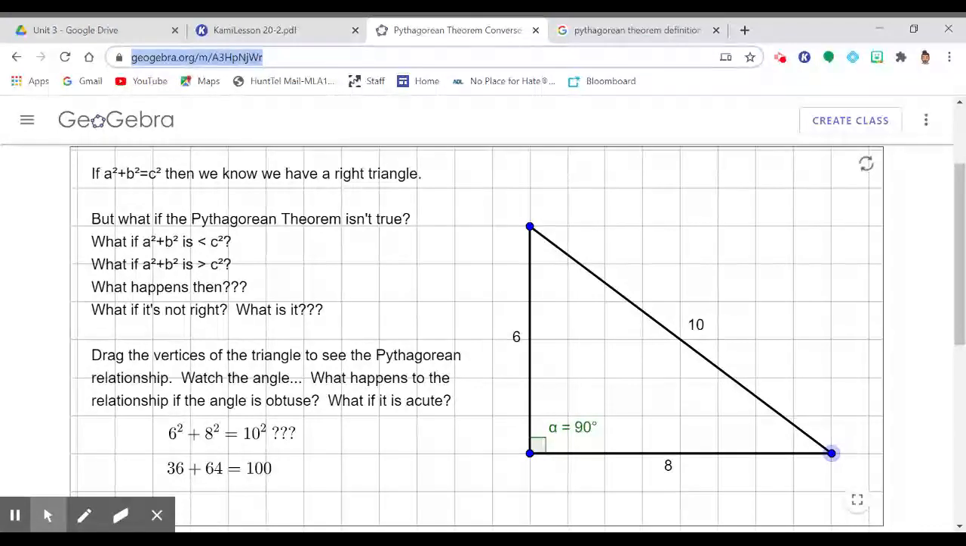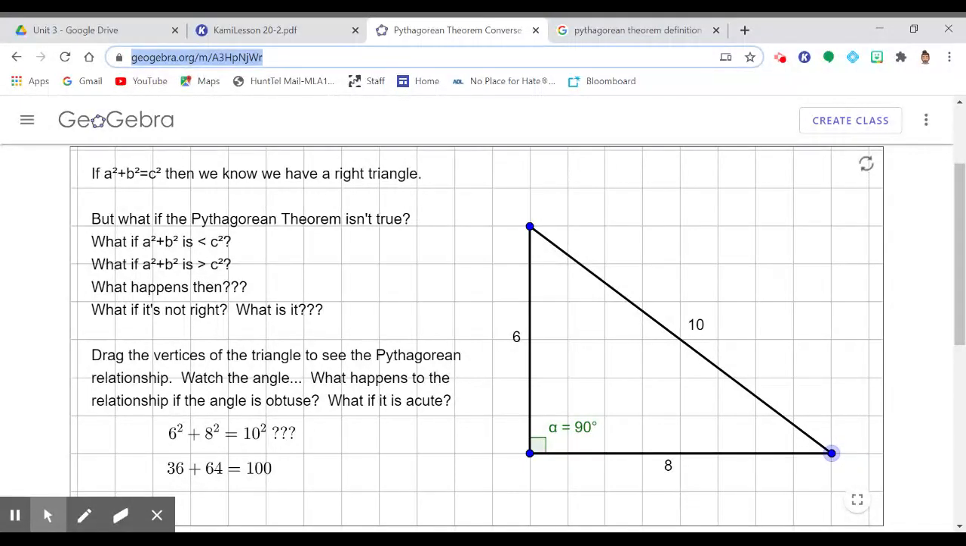For example, this is one of those triples I was just referring to. This is the 3, 4, 5 triple dilated to a 6, 8, 10. But what if the Pythagorean theorem isn't true? In other words, what if a squared plus b squared is less than c squared? Or what if it's greater than c squared? What happens then? What if it's not a right triangle?